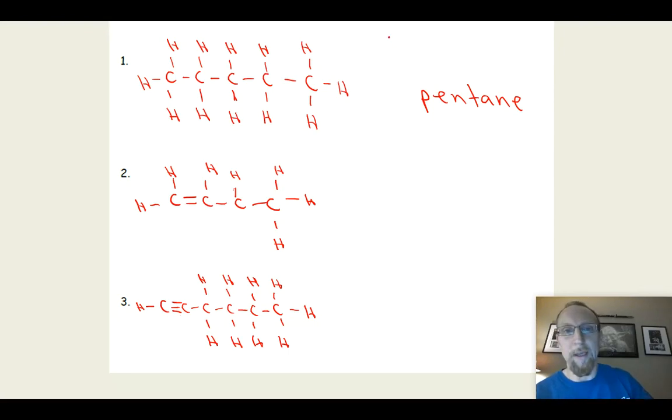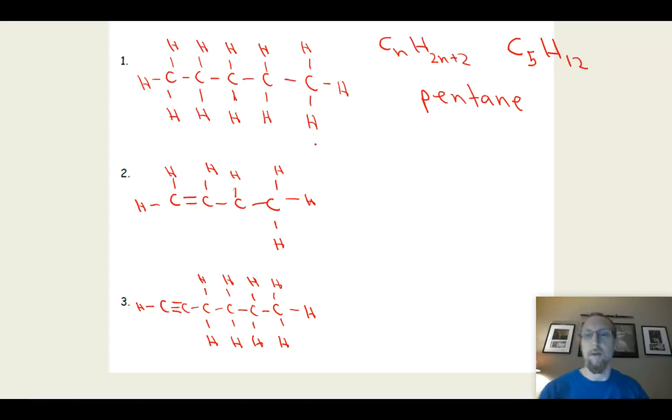So the alkanes are CnH2n+2. So if this has 5 carbons, that means my N is 5. So 2N plus 2, my H must be 12. If I count my H's, I'll see there are 12 of them. And that should always match up. It's a good way to check to make sure you're doing things correctly.